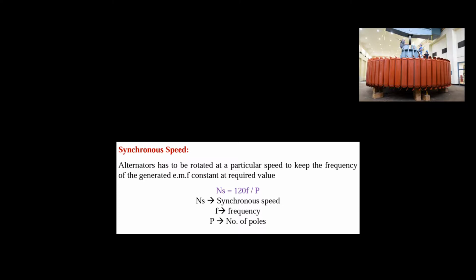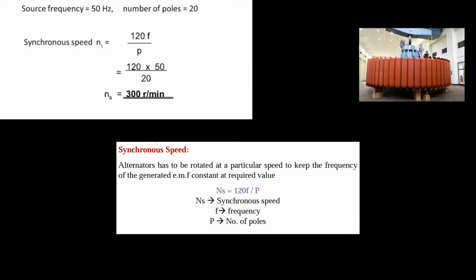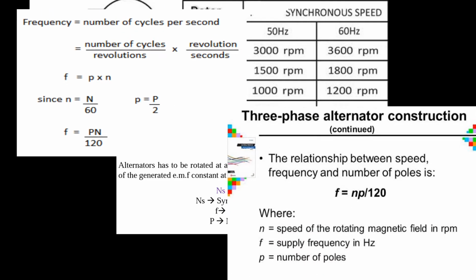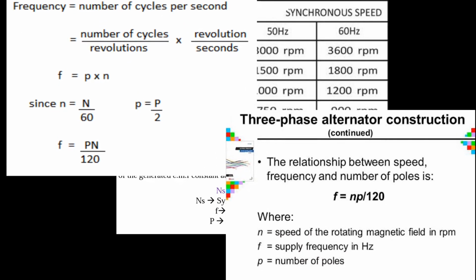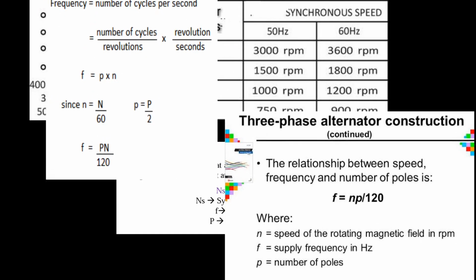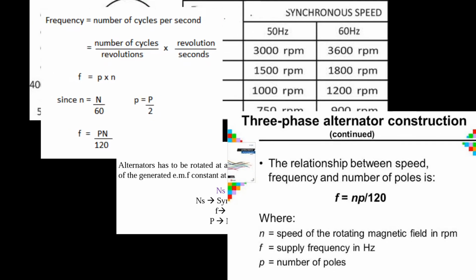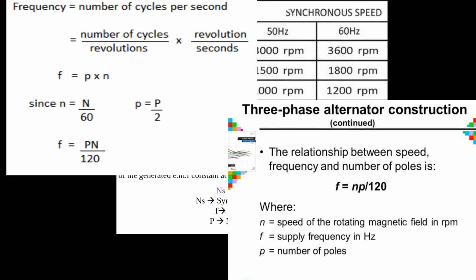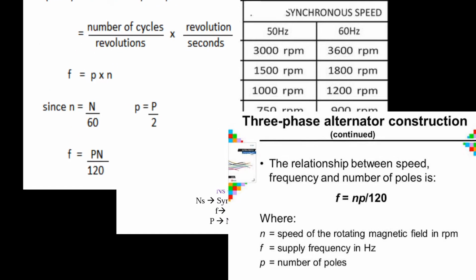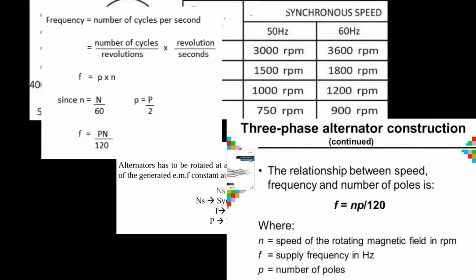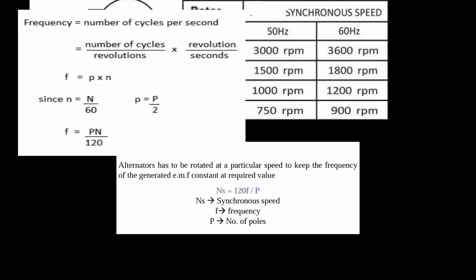The relation between electrical frequency of the stator and mechanical speed of the rotor is as shown. Frequency equals Np upon 120. Here f is electrical frequency in Hz, n is speed of the rotor in rotations per minute, and p is the number of poles.